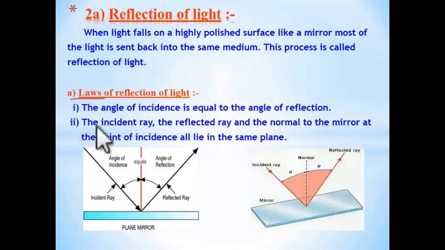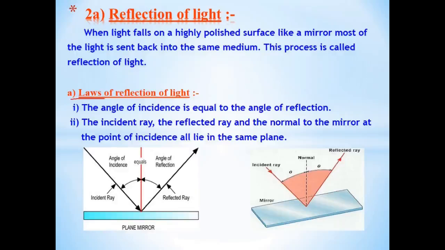Then the second law is the incident ray, the reflected ray, and the normal to the mirror at the point of incidence all lie in the same plane. So if you take any plane, you see your mobile surface is a plane. If you make a light to travel on the surface of your mobile, then it will be traveling on the surface only. It will not move away from it. So that's what the incident ray, the reflected ray, the normal at the point of incidence all lie in the same plane.